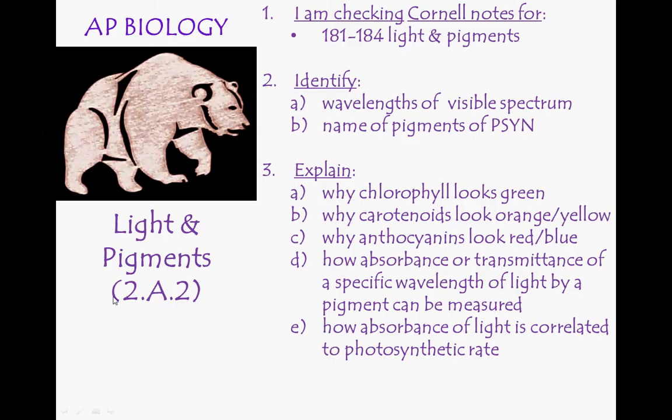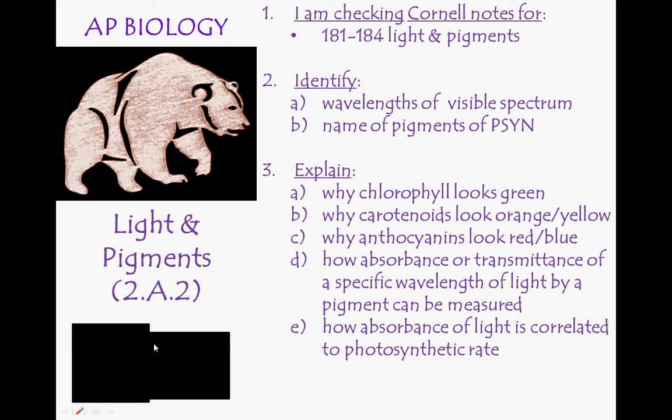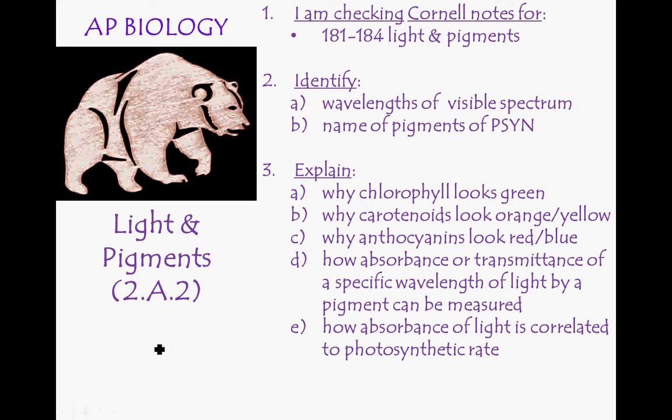This one we'll be addressing light and pigments, the characteristics of, and some things that you will hopefully be able to identify: the different wavelengths of the visible spectrum, and the name of the pigments involved with photosynthesis, some basic stuff, and then being able to explain why chlorophyll looks green, why carotenoids look orange or yellow, why anthocyanins look red and or blue.